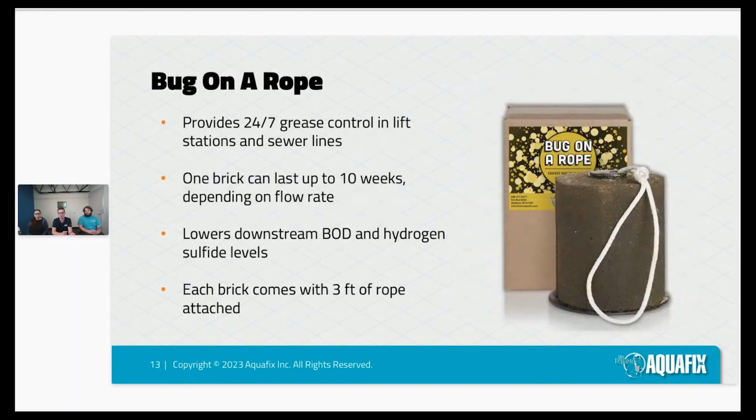Furthermore, a more long-term, slower releasing treatment is our Bug in a Rope. It's a very simple and cheap product to use. It also has the bacteria and enzyme compounds that Greasilla has, except this is, like I said, a little more slow releasing. So you get more of a long-term, more so a mitigation treatment over time. Once again, applying it to a lift station so that you can start the process a lot sooner.